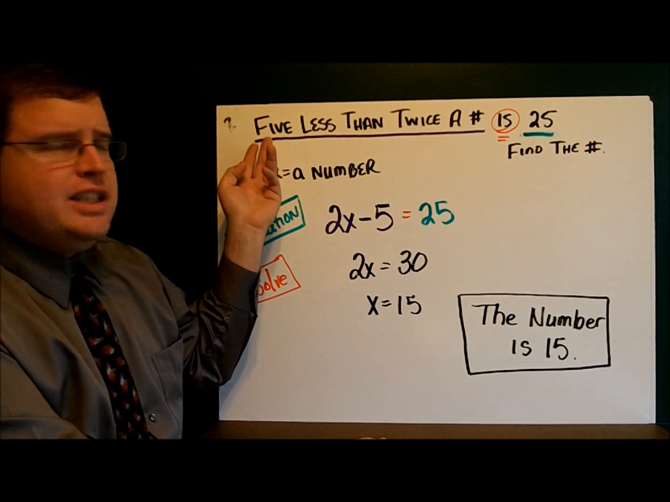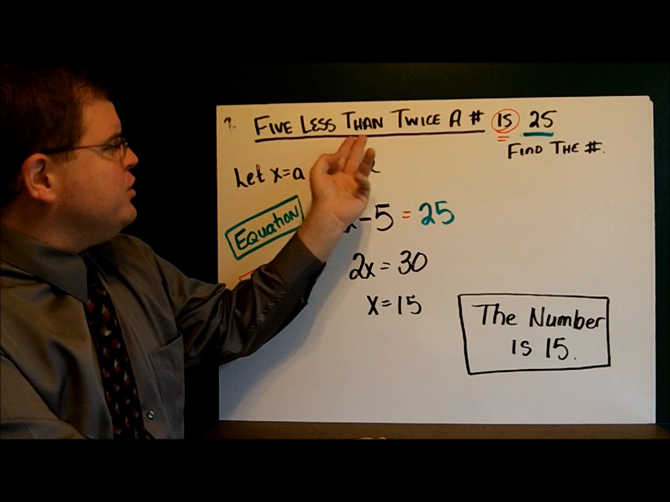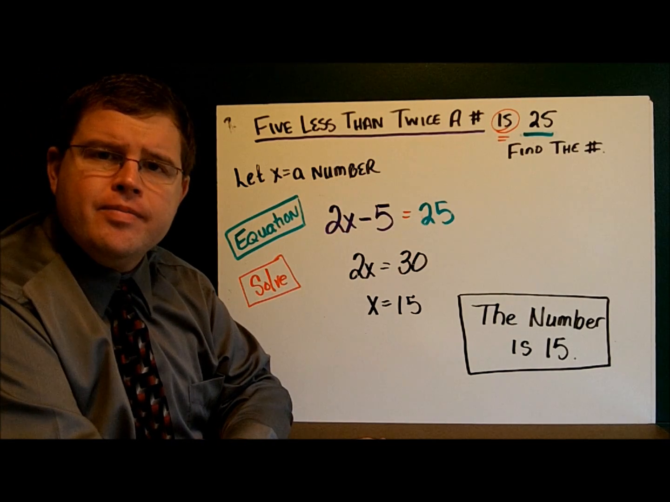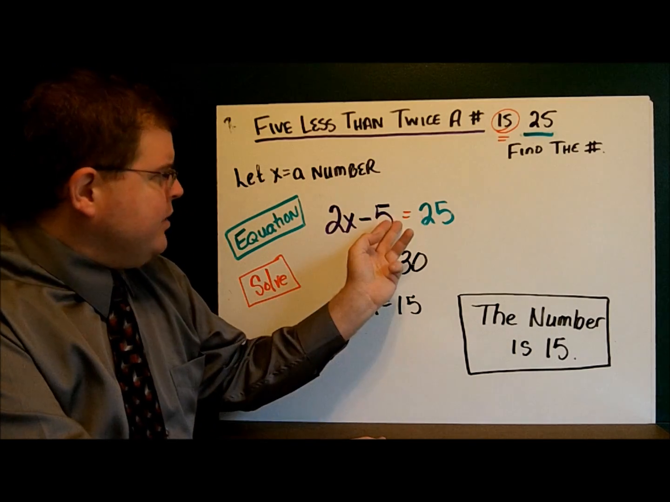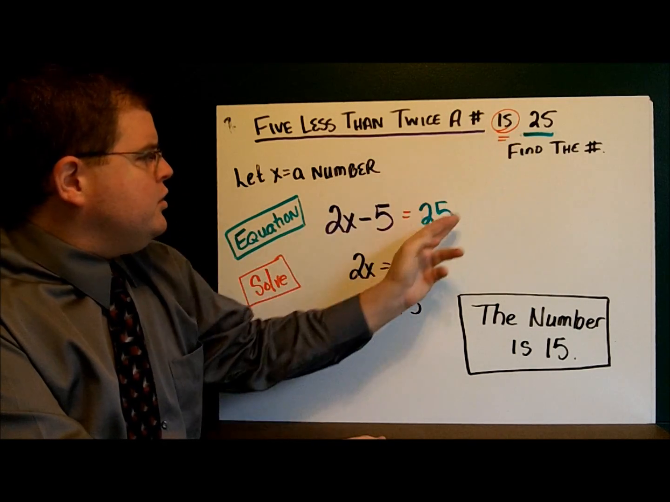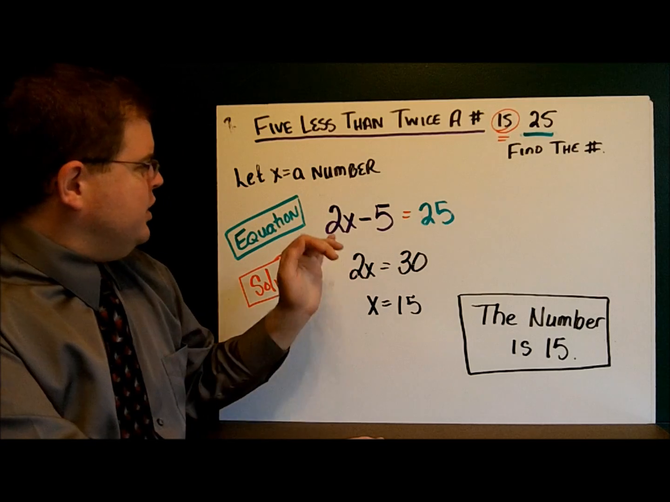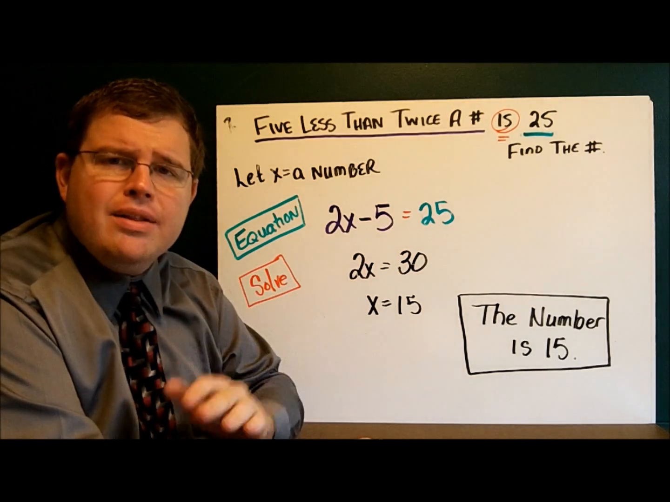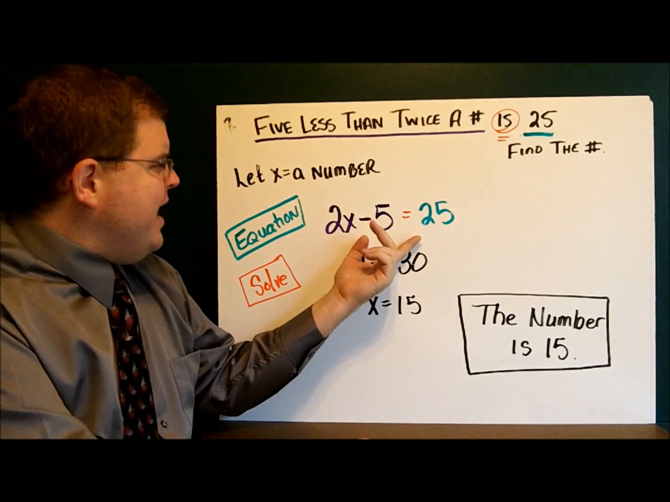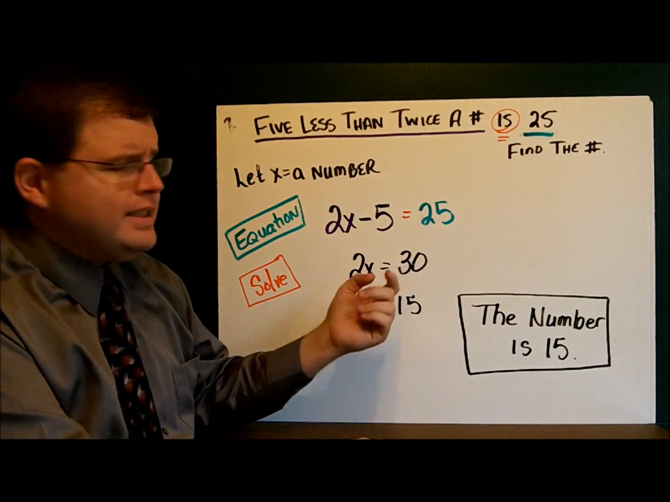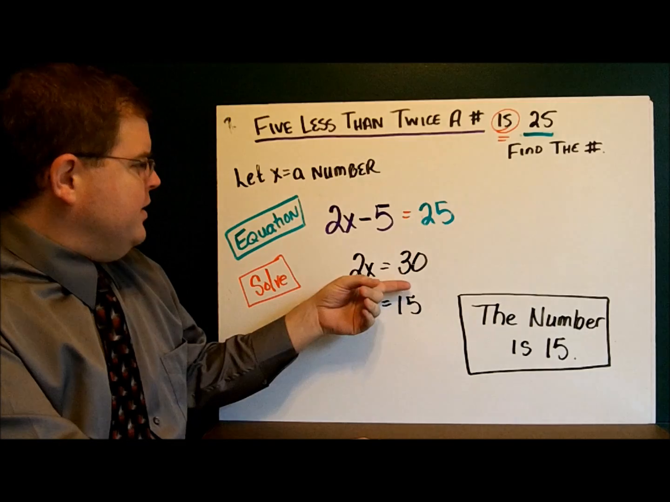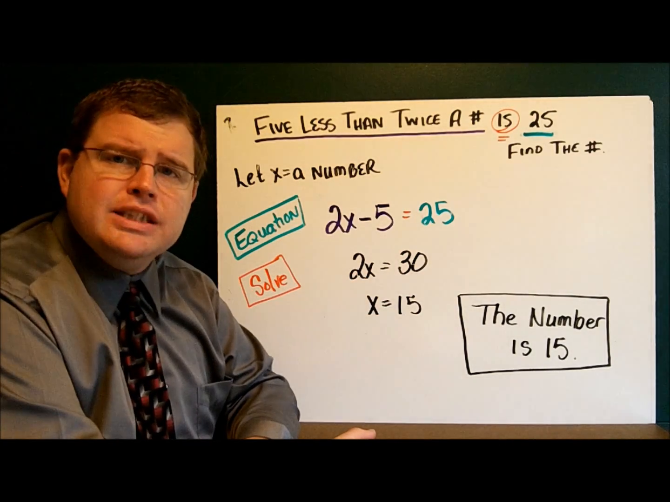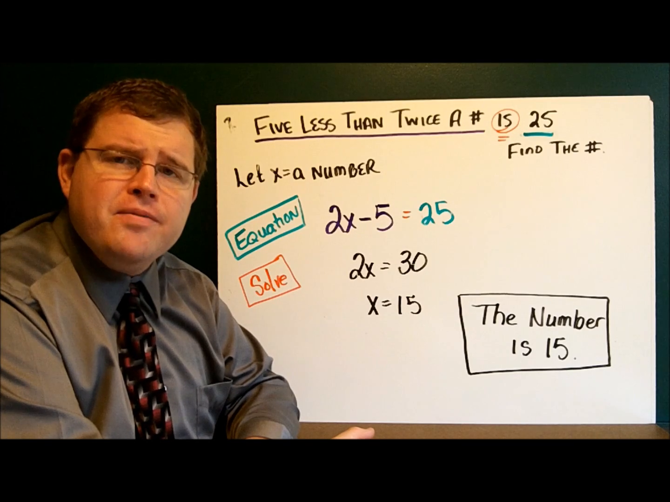Let's write our equation. 5 less than twice a number, 2x minus 5, equals 25. So 2x minus 5 is 25. Now let's solve the equation. Add 5 to each side, 2x equals 30. Divide both sides by 2, x equals 15. And so it looks like my number must be 15.